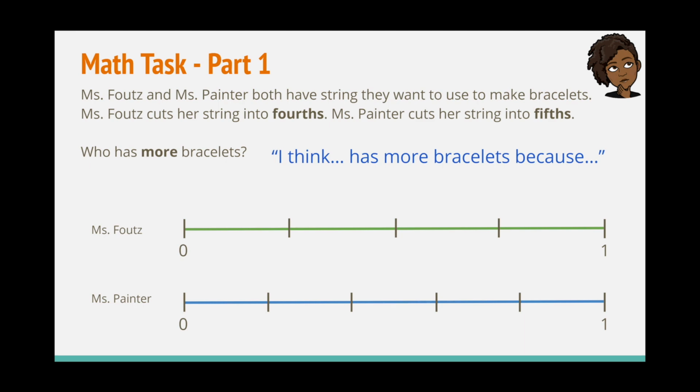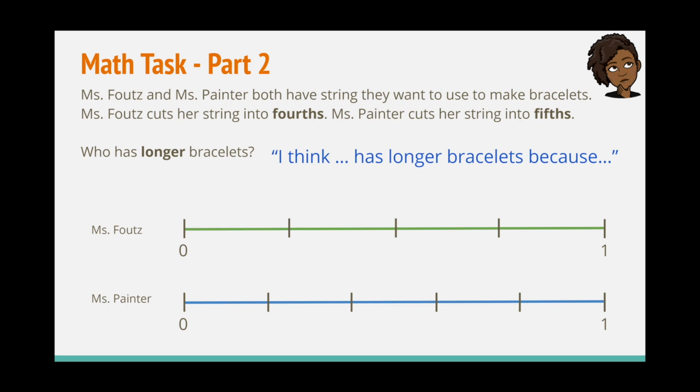Alright, so I'm going to explain my thinking. I think Miss Painter has more bracelets because her number line is partitioned, or divided, into 5 parts, whereas Miss Fouts' number line only has 4 parts. Miss Fouts has 1, 2, 3, 4 parts, and Miss Painter has 1, 2, 3, 4, and 5 parts. Miss Painter has more bracelets.